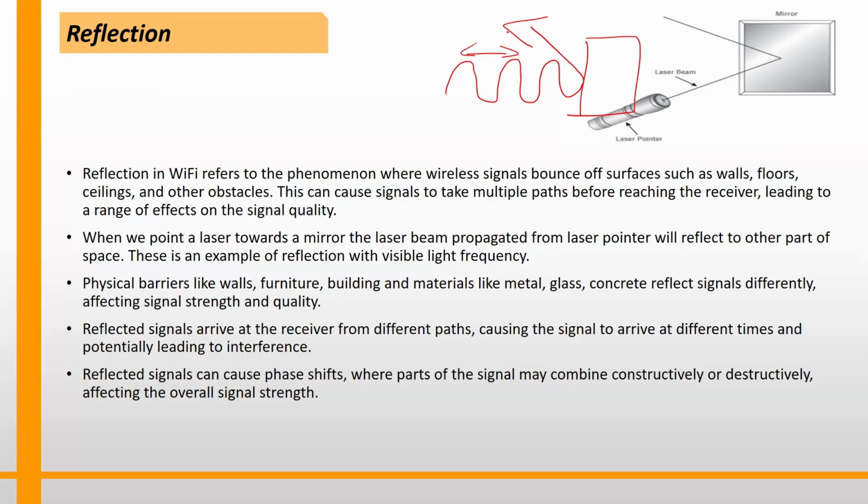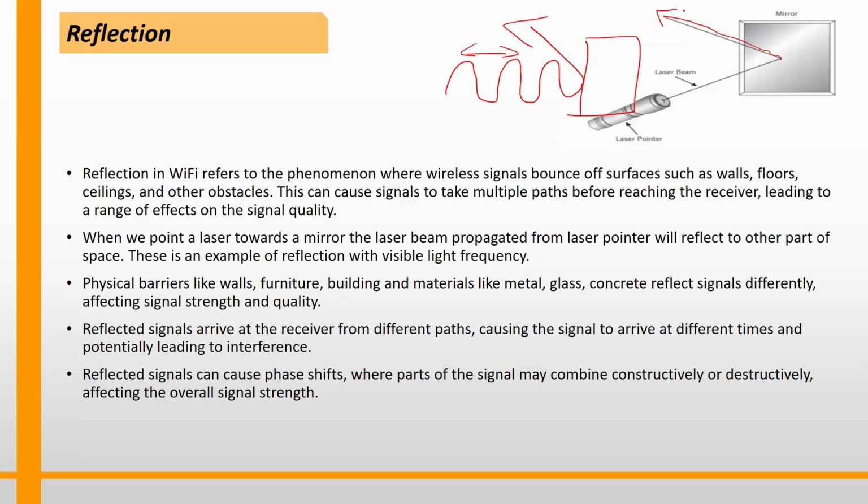For example, if you want to take a real world example, a mirror reflects light because the surface is smooth and the light waves are much smaller than the mirror's dimensions. Wi-Fi signals reflecting off a mirror like this. When Wi-Fi waves hit large surfaces, part of the signal is reflected back like this. When we point a laser towards a mirror, the laser beam propagated from the laser pointer will reflect to the other part of the space. This is an example of reflection.